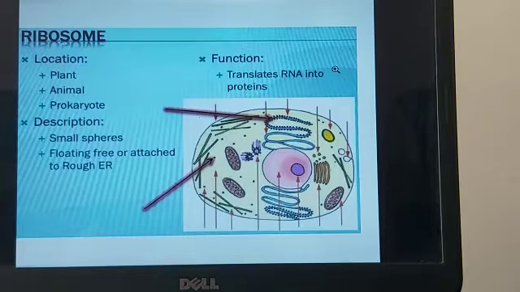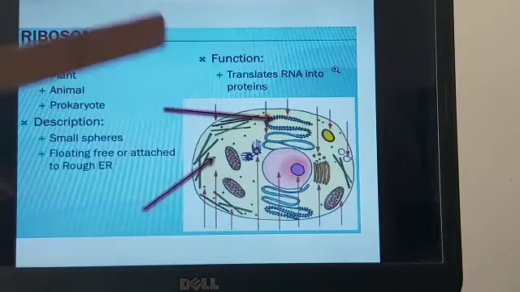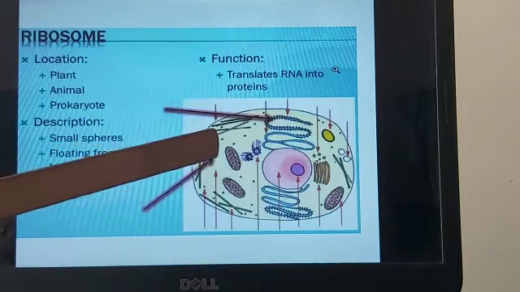This is the next list of cell organelles we're going to see in today's module. The first organelle that we're going to see is ribosomes. There are hundreds and thousands of ribosomes present inside the cell. You can see here the ribosomes are present freely in the cytoplasm.